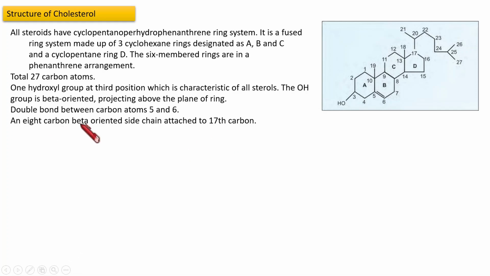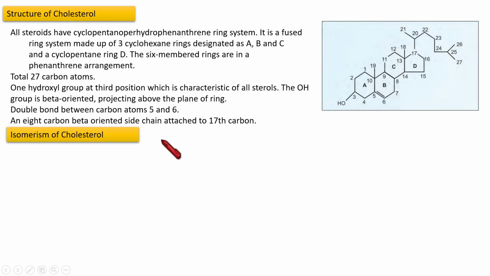And the eighth carbon, sorry, an eight-carbon beta oriented side chain forms the sterol to a cholesterol. So that 8 carbon portion is beta. That's why it is represented by a solid line. The beta oriented side chain is attached to the 17th carbon. So by that way, it becomes cholesterol.